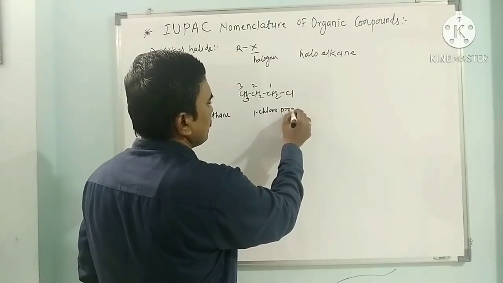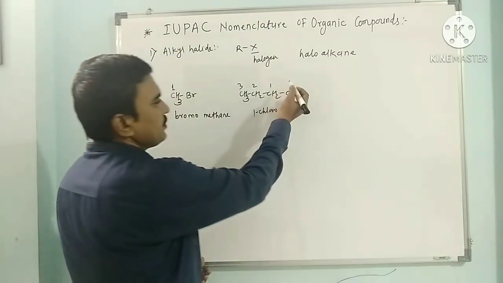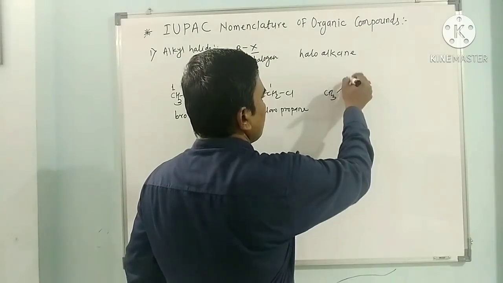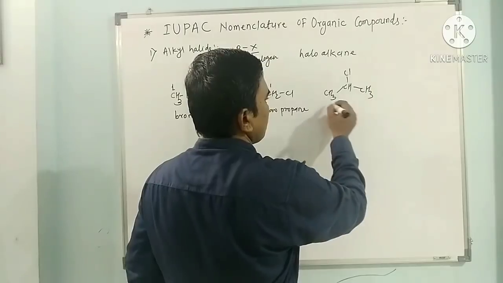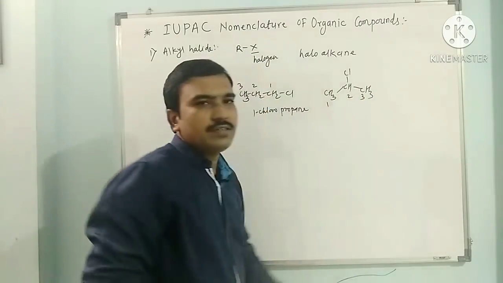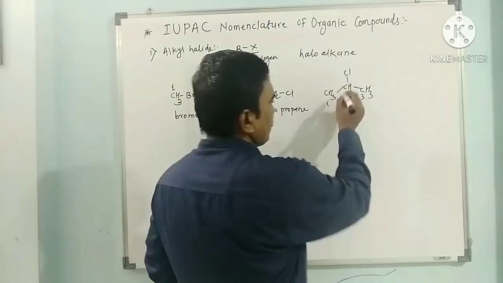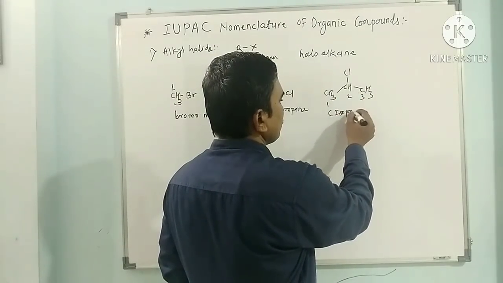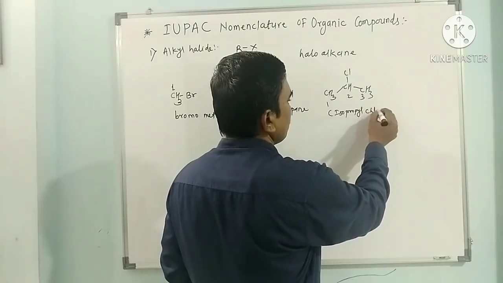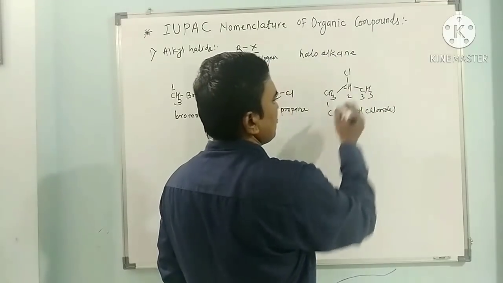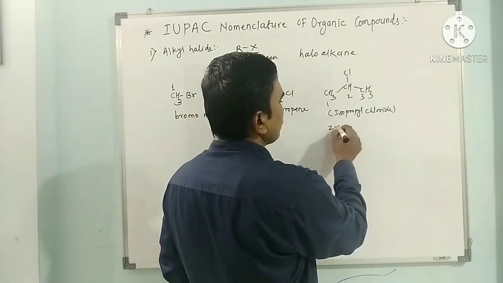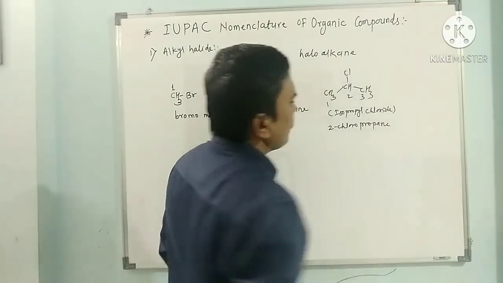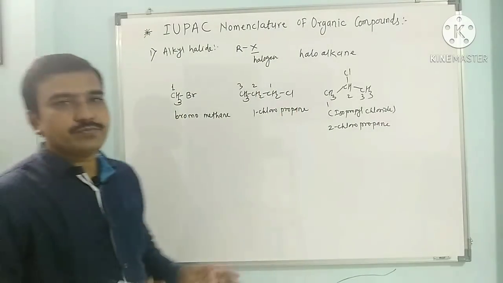1-chloropropane. If the chlorine is present on second carbon, CH3CHClCH3. So this is 1, 2, 3. Chlorine attached to second carbon. This is called as isopropyl chloride. Commonly it is called as isopropyl chloride, but its IUPAC name is 2-chloropropane. So in this way alkyl halides are named.